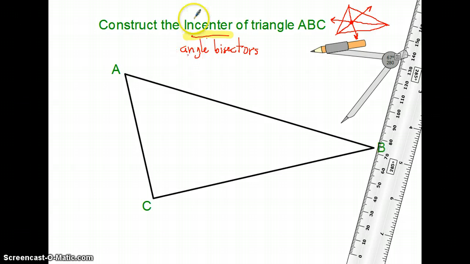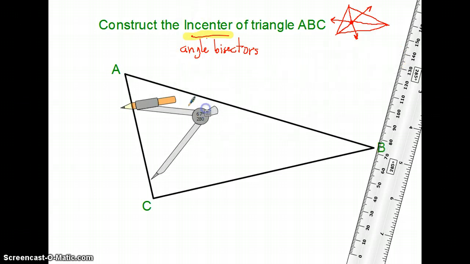So again, angle bisectors, incenter, that's the association you need to make. Now, since we know all 3 of them go through the same point, and you can get out Sketchpad and try this if you don't believe me, really we don't need to construct all 3 of them to locate where that point is. Once we have 2, we'll know where it is. So I'm going to say 2 is good enough.